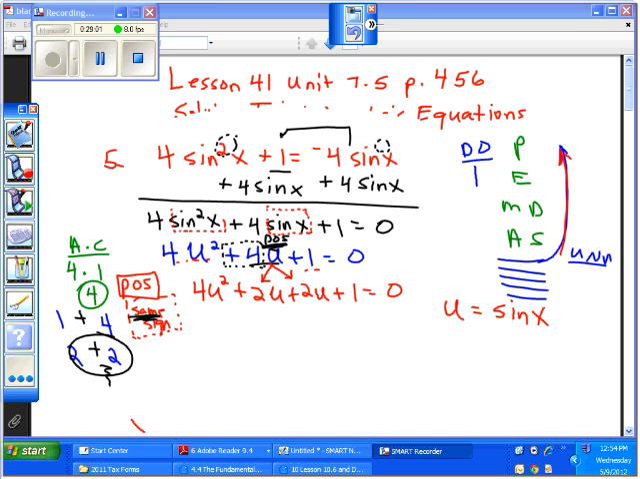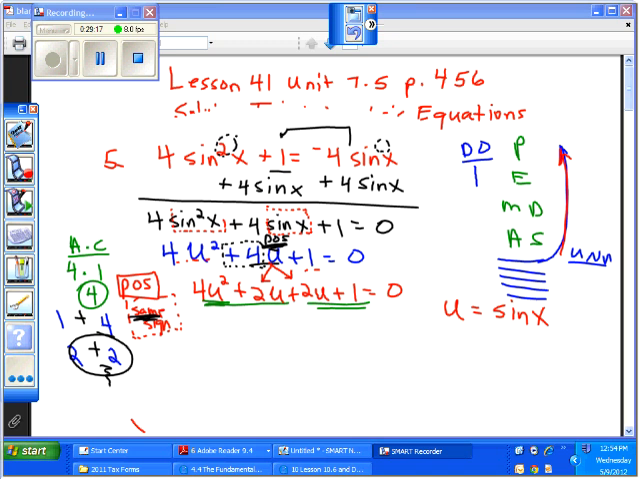So we multiplied a times c. We found all the factors of AC. We picked the pair that had to give us b using sign rules. We split the middle term into those two pieces. Now we factor the left pair and factor the right pair.